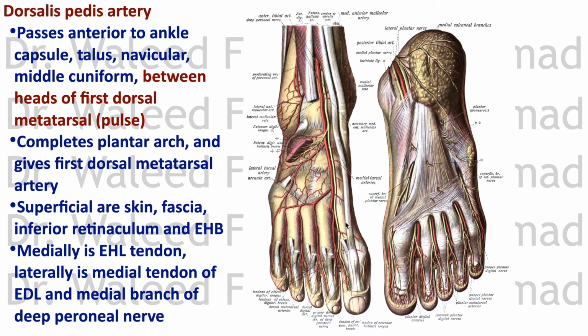Medially is the extensor hallucis longus tendon. This is your guide to feel the pulse, and go at the level of the navicular and feel it. Laterally is the medial tendon of extensor digitorum longus and the medial branch of the deep peroneal nerve. Deep peroneal nerve. Okay?